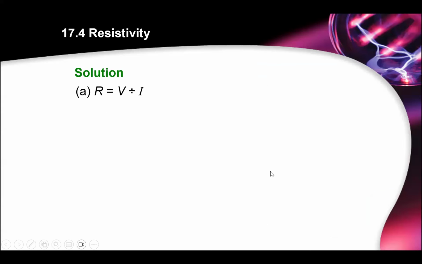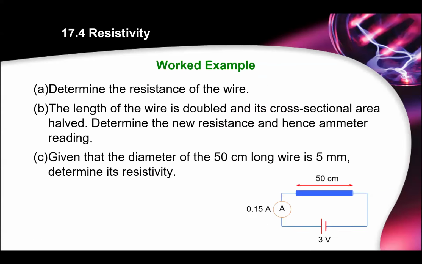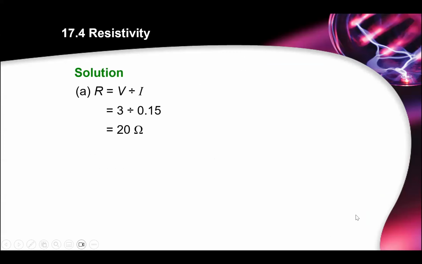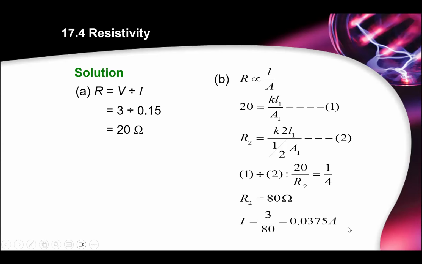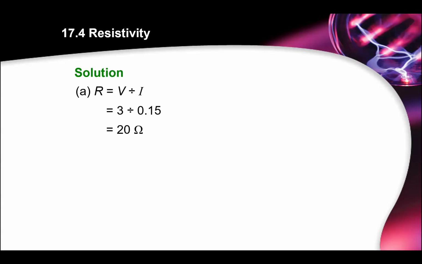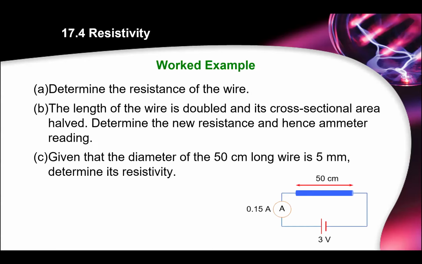So now what is my new current? New resistance is 80 ohms, and the ammeter reading is no longer 0.15. So now I'm interested in I is V over R, so it's 3 volts divided by 80. I will get 0.0375 ampere.